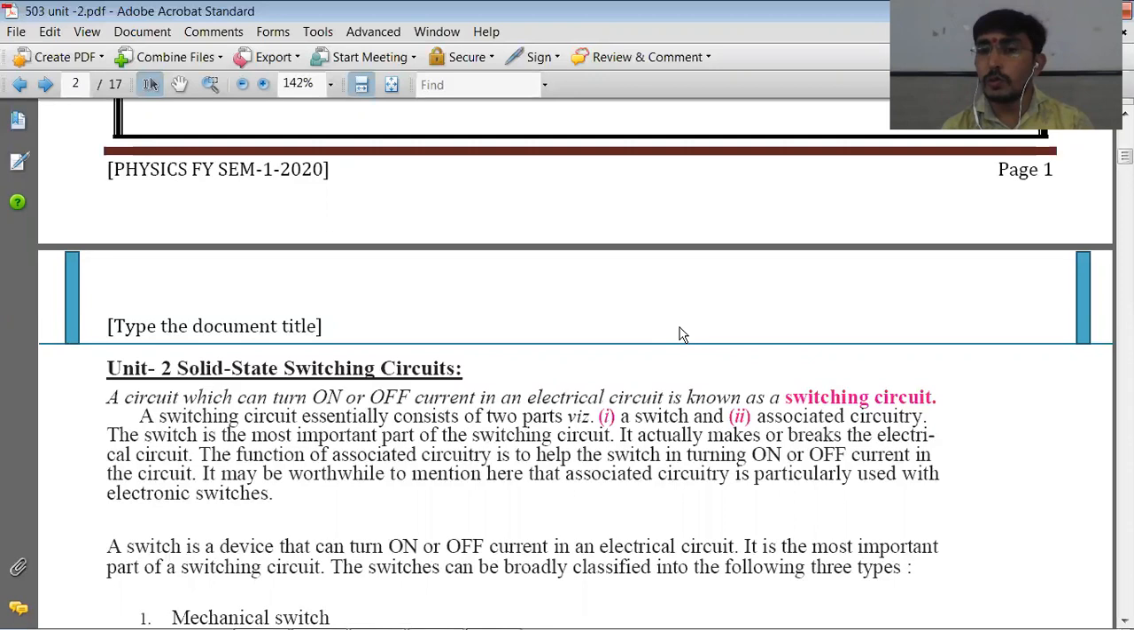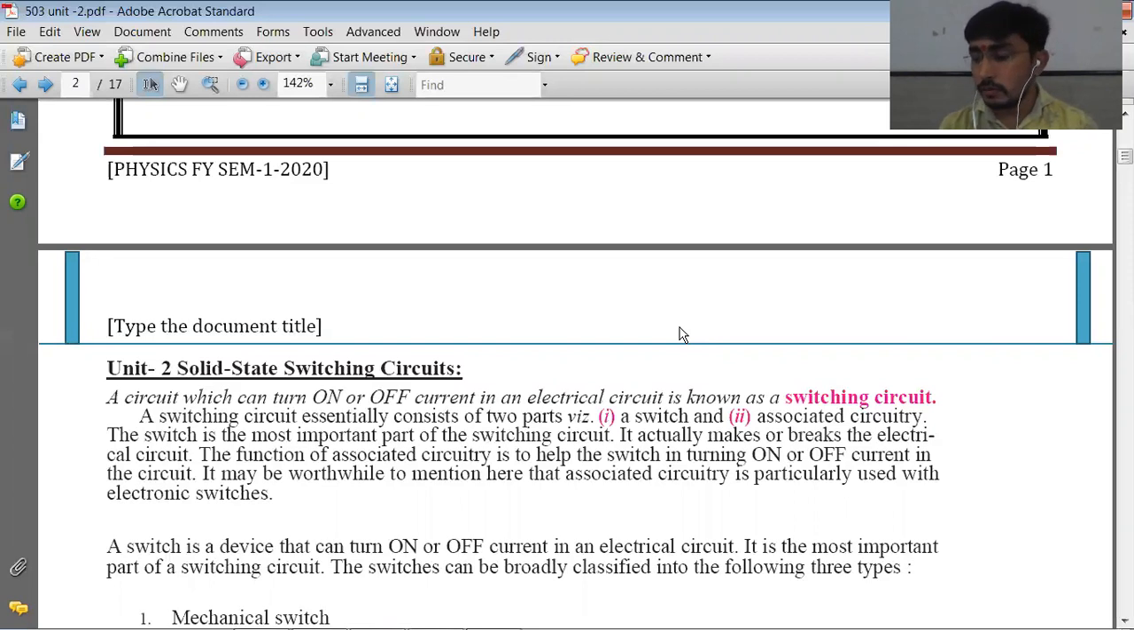The purpose of the switch is to make or break the electrical current. The function of the associate circuit is to help the switch turn on or off the current in the circuit. But it is most important to use the associate circuit with the switch. It's not only the switch that is a main device. Yes, the switch is a main device, but it is worthwhile to use an associate circuit with it.